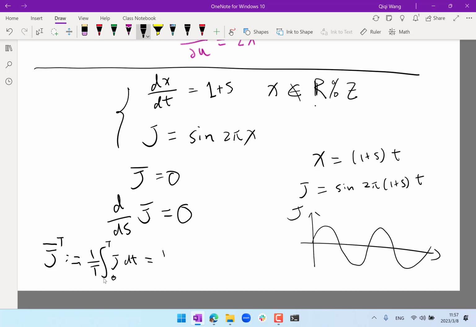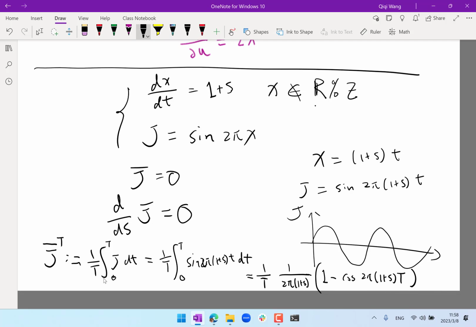What is the integral of sine of 2 pi (1 plus s) t dt? What is the integral of a sinusoidal function? It's minus cosine, right? So 1 over T is still here, and we'll take the whole thing out. We have to take 2 pi (1 plus s). That's the parameter. We're going to divide by this and multiply it into dt, and after the integration, it'll be basically cosine of 0, which is 1, minus cosine of 2 pi (1 plus s) capital T.